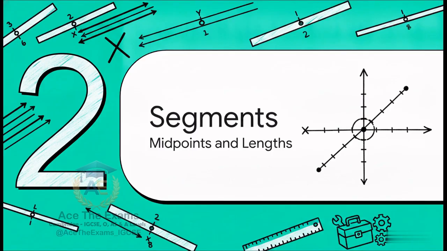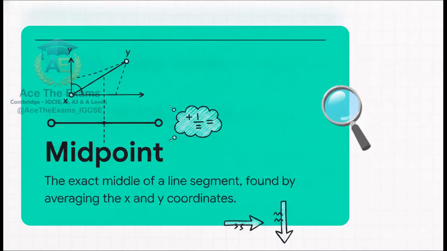Section 2. Segments, midpoints, and lengths. We've got our gradient tool locked in. Now, let's shift our focus. We're moving from infinite lines that go on forever to specific, bounded line segments. We're going to add two brand new structural tools to our kit, the midpoint and the length. Let's start with the midpoint.